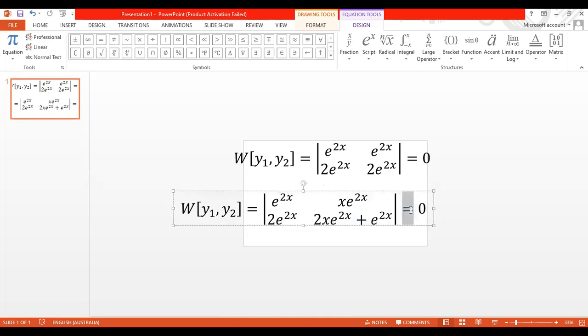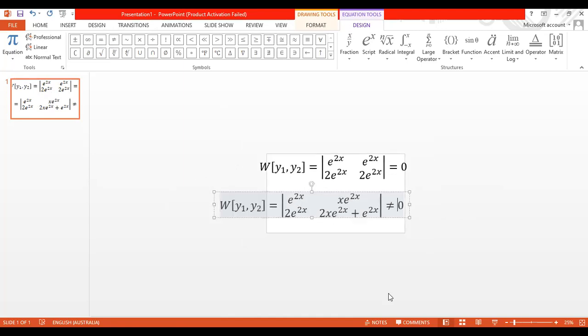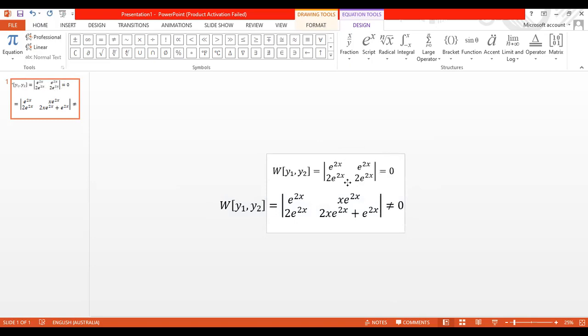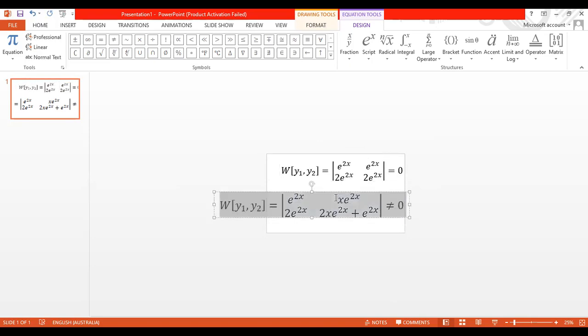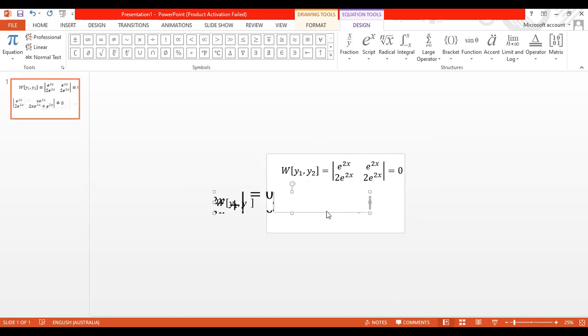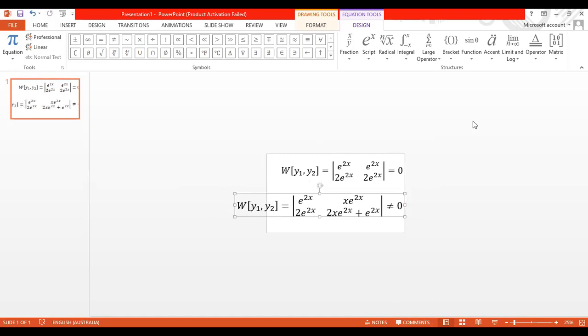Now, in this case, do you know that this one can never be 0? Are we all together? Do you agree with me? This one can never be 0. So that is what I'm talking about. That is the reason why, in the case of two equal roots, we need to multiply one of the solutions by the independent variable.